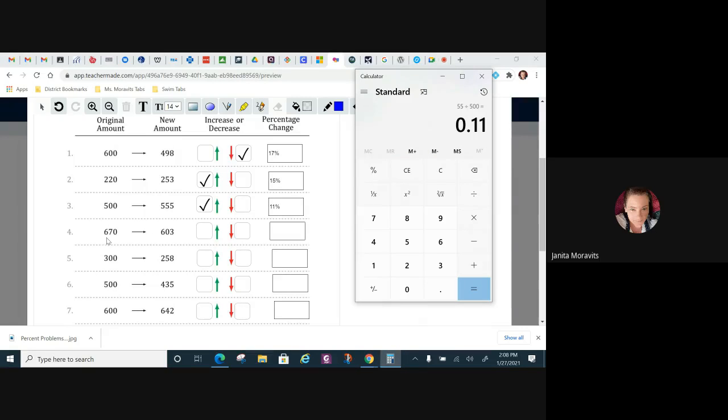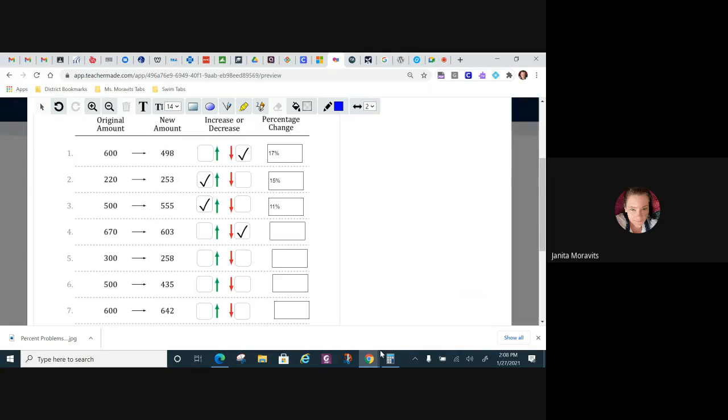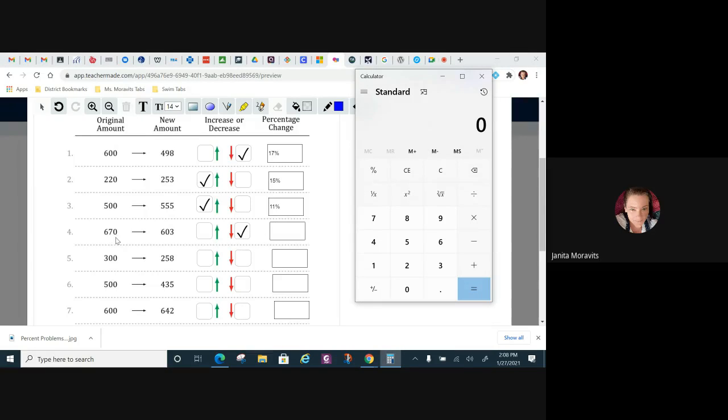All right, let's do one more. This time we went from 670 to 603. Well, it's less now, so that is not an increase, that is a decrease. So we're going to put that over here. Now, we're going to take our bigger number, 670, minus our smaller number, 603, and that gives us a change of 67. Now, that 67, we will divide that by our original number, which was 670. That was our original amount.